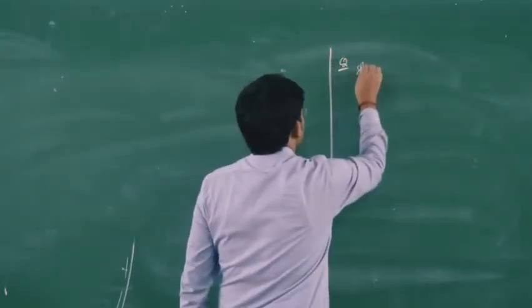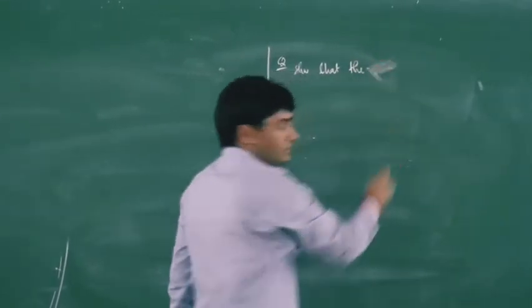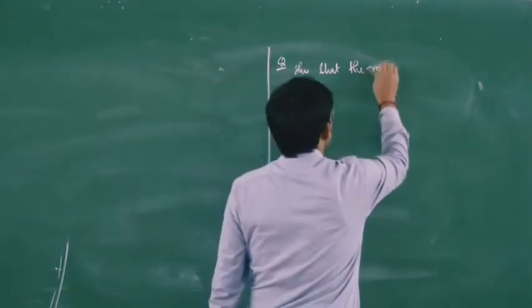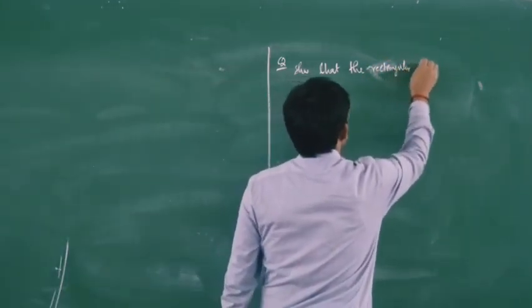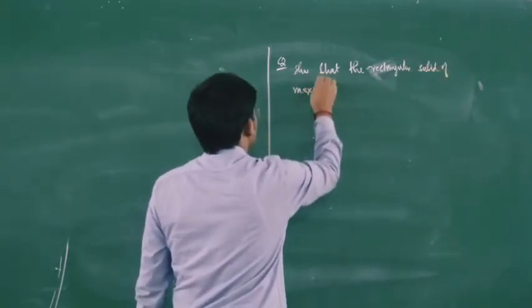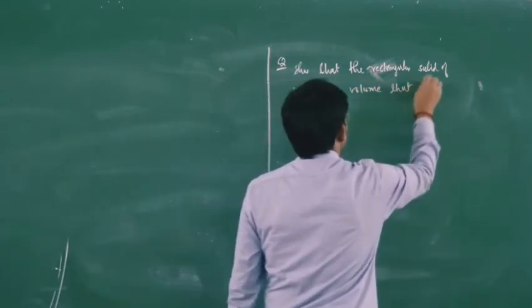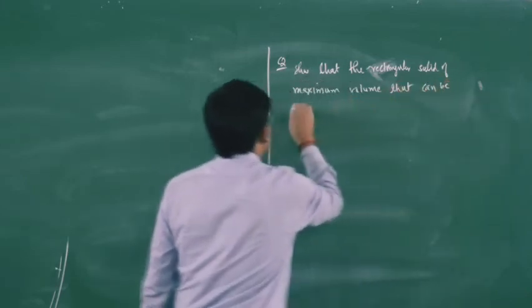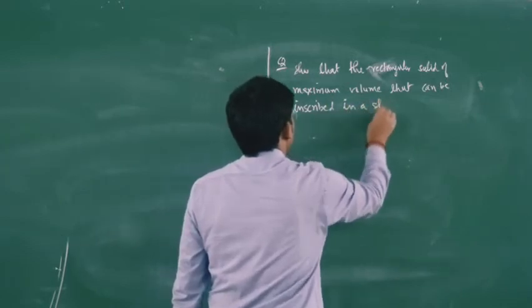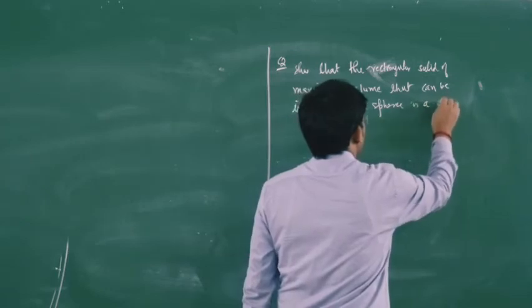Show that the rectangular solid of maximum volume that can be inscribed in a sphere is a cube.